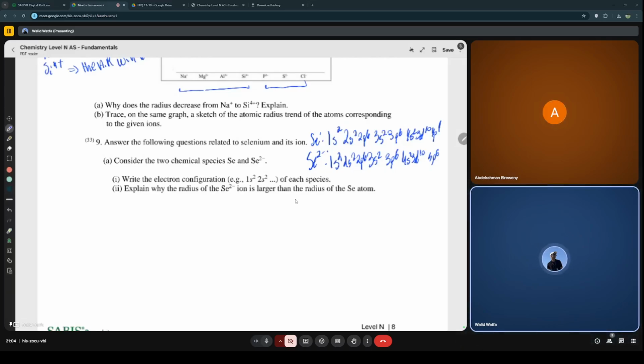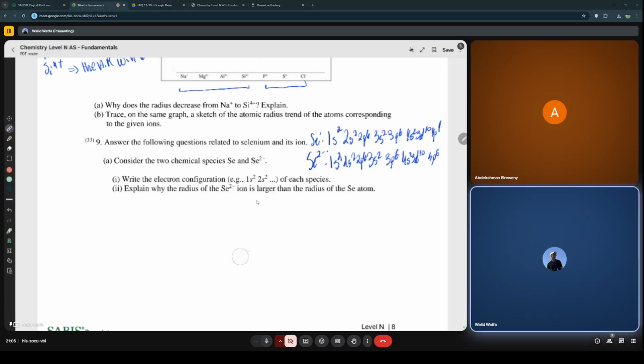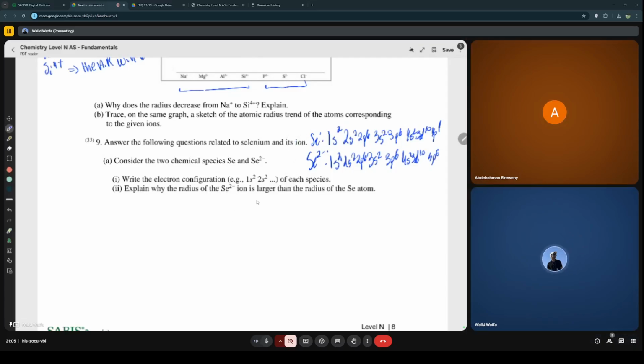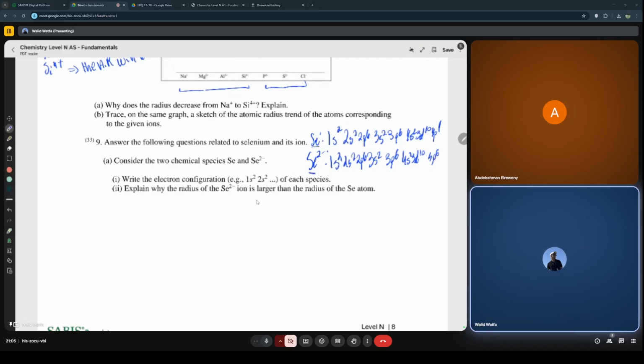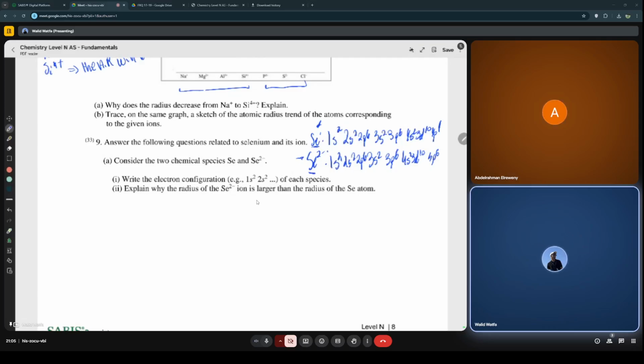Abdelrahman, let's continue. Explain why the radius is larger than that of the Se atom. Okay, so you have more valence electrons, so less nuclear attraction. Wait, same atom, right? Yeah, so for now forget about the nucleus because they have the same nucleus. Okay, you get me? I told you, between Se and Se2-, what changed?